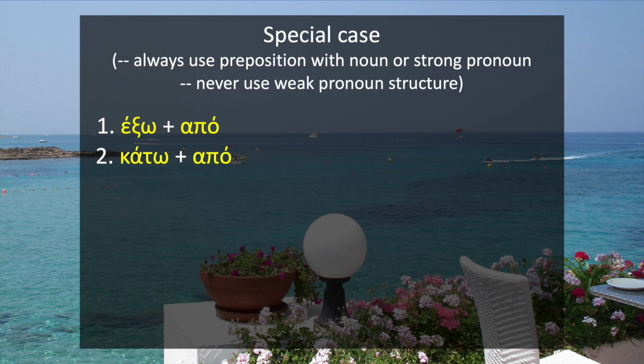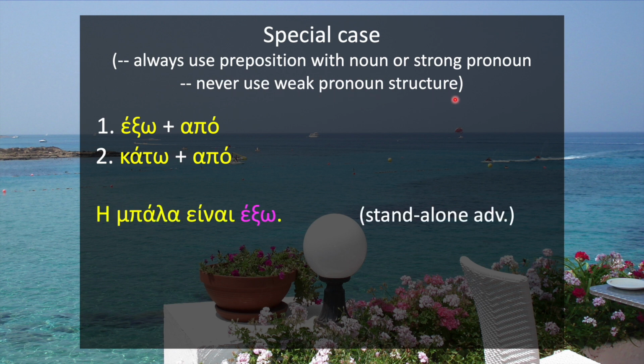There is a special case of two adverbs that can take a preposition, έξω από and κάτω από, but these two adverbs take the preposition with a noun or a strong pronoun, just like the other ones, but they can never use the weak pronoun structure.